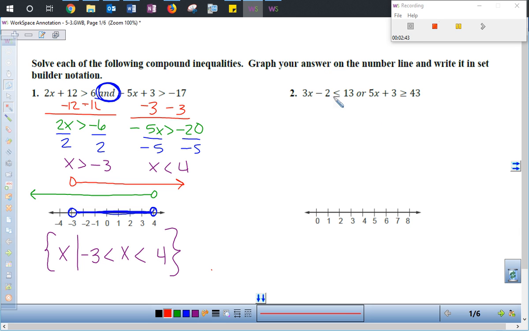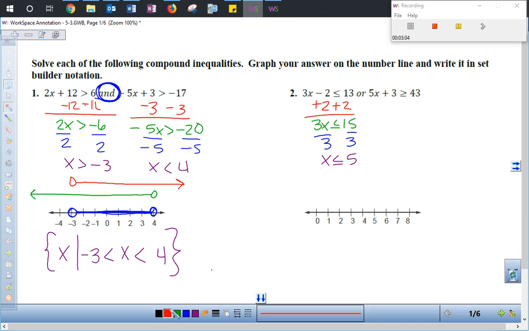On number 2, again, we have two separate inequalities. Let's go ahead and solve each of them individually. So 3x minus 2 is less than or equal to 13. I'm going to add 2 to each side, and I'm going to be left with 3x is less than or equal to 15. I'm going to divide each term by 3, and I'm going to be left with x is less than or equal to 5.